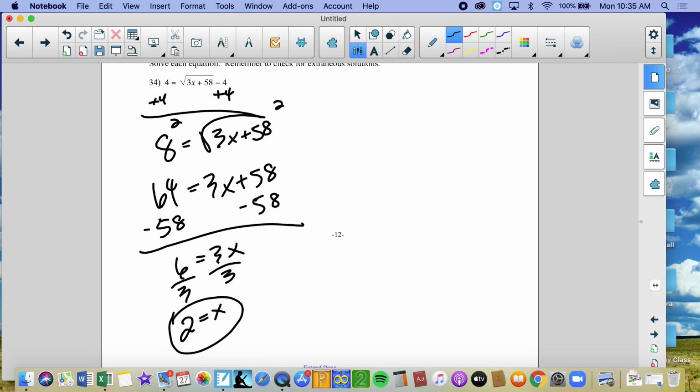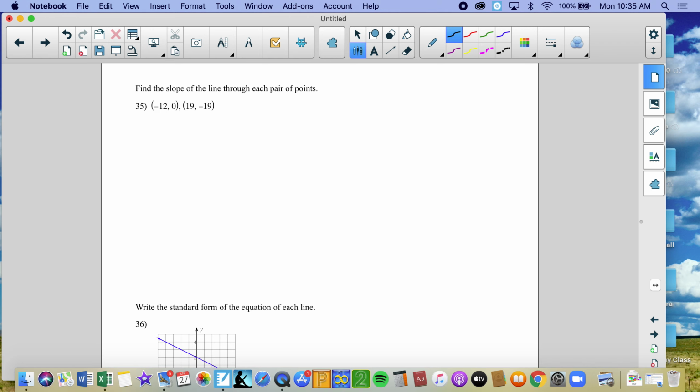We could go back and, oh, I think I moved it without the board shifting. Now we can go and test it. If we plug in 2, 3 times 2 is 6. 6 plus 58 gives me 64. The square root of 64 is 8. 8 minus 4 equals 4. So that worked nicely.